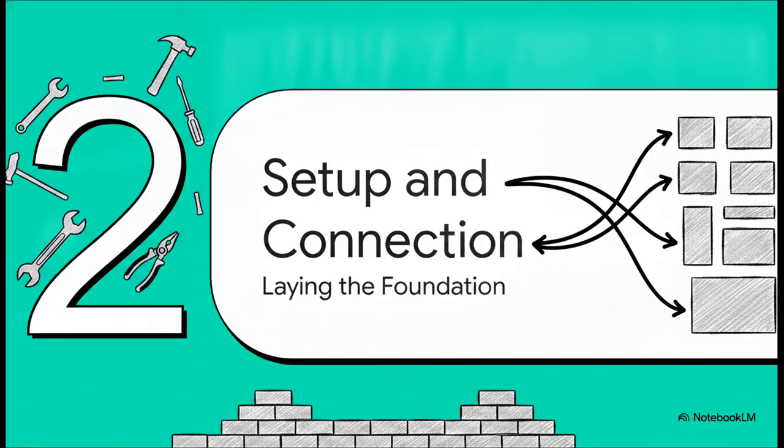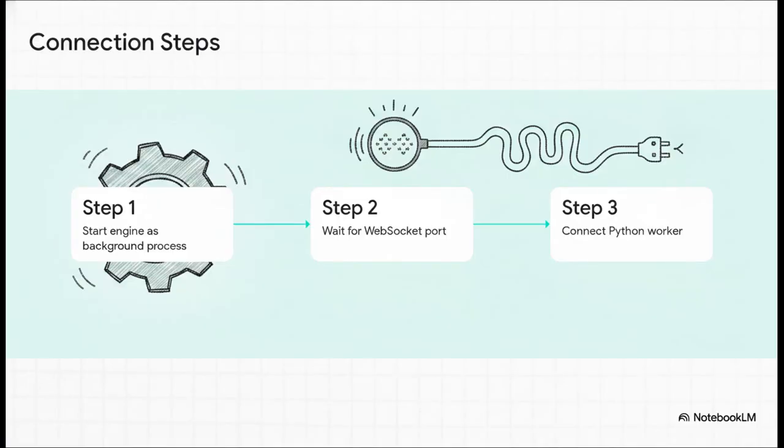Moving right along to part 2. Setup and connection, laying the foundation. There's a really deliberate sequence to follow here. First, we launch the III engine, but, and this is key, we do it as a background process. We then wait for its WebSocket port to open up. This is basically the engine's way of saying, hey, I'm awake and ready to listen. Once that port is open, we securely connect our Python worker to it. Think of this worker as the crucial bridge. It's what actually executes our Python code inside the engine's environment.